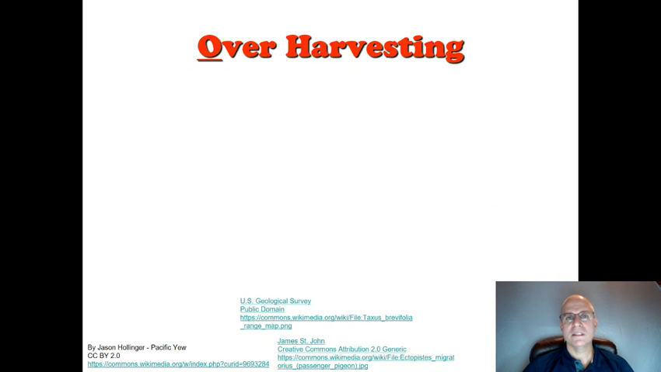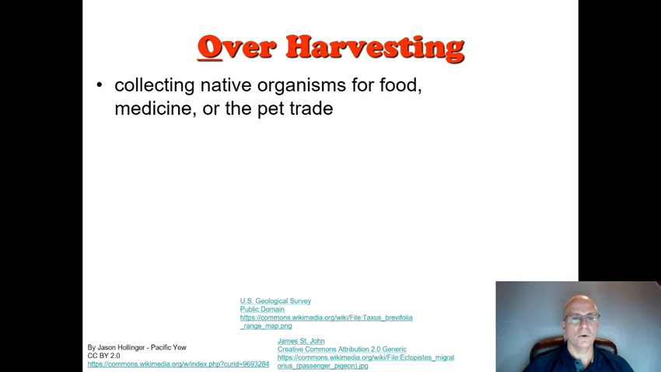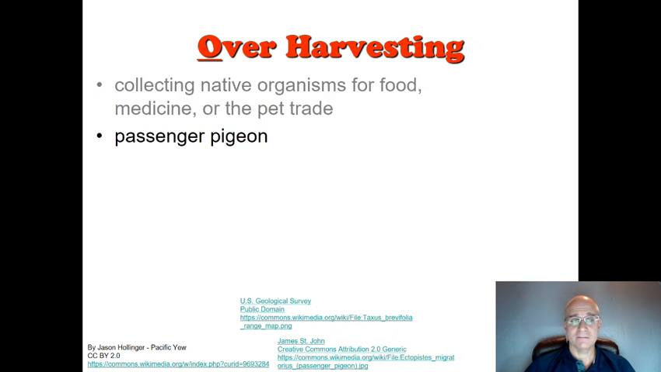And the O in CHIPO stands for over-harvesting, or collecting native organisms at a rate that is higher than they would be able to replace themselves. And we might do this because we're using those organisms for food. We might be using these organisms for medicine. There are lots of examples of people going out and collecting animals, and to some degree plants, for the pet trade.